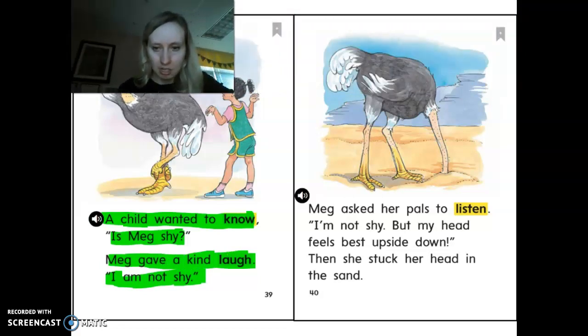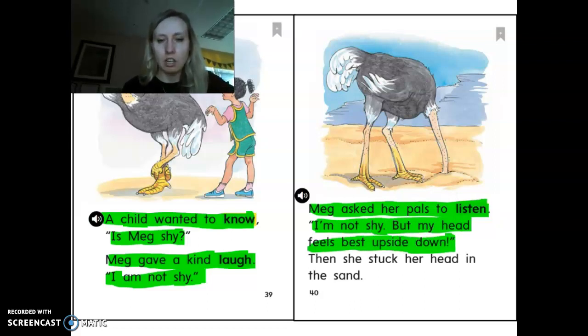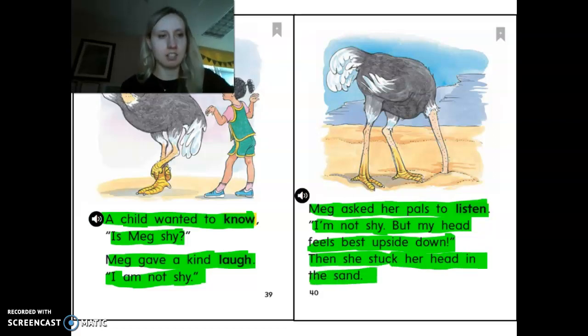Last page. This is listen. I'm shy. Okay, here we go. Meg asked her pals to listen. I'm not shy, but my head feels best upside down. Then she stuck her head in the sand.